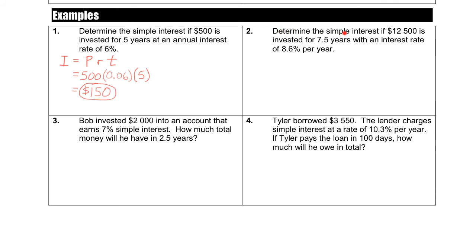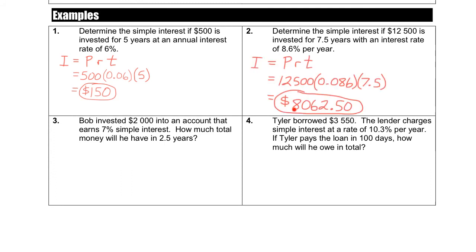Question 2. Determine the simple interest if $12,500 is invested for 7.5 years with an interest rate of 8.6% per year. Pause the video and try this question on your own, and then come back and see how you did. It works out to $8,062.50. Make sure you did this part correctly.